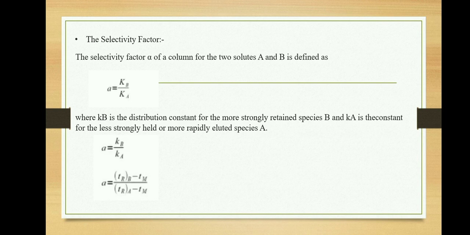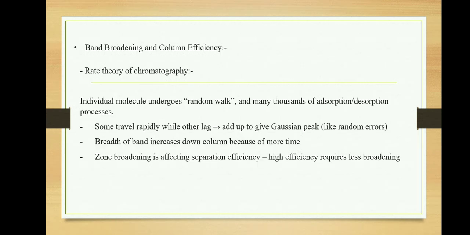Another way to compare the relative rate of migration between analyte A and analyte B is in terms of the selectivity factor, that is alpha. It is basically a division of the retention factor for analyte B over the retention factor for analyte A. We use the selectivity factor alpha and the retention factor k in order to calculate the resolution of the column. Next is band broadening and column efficiency.